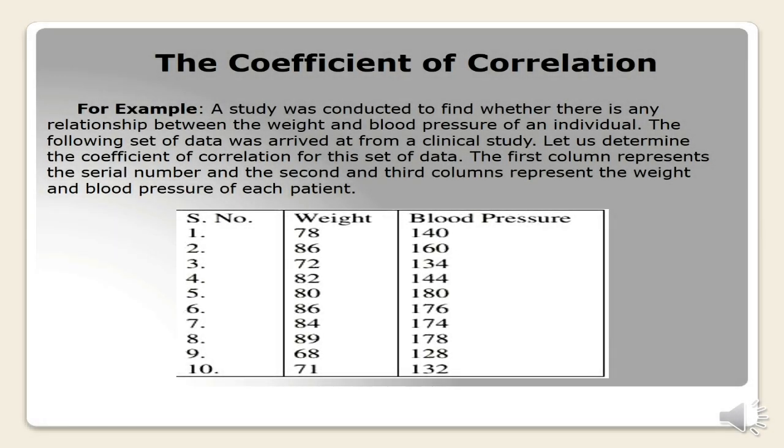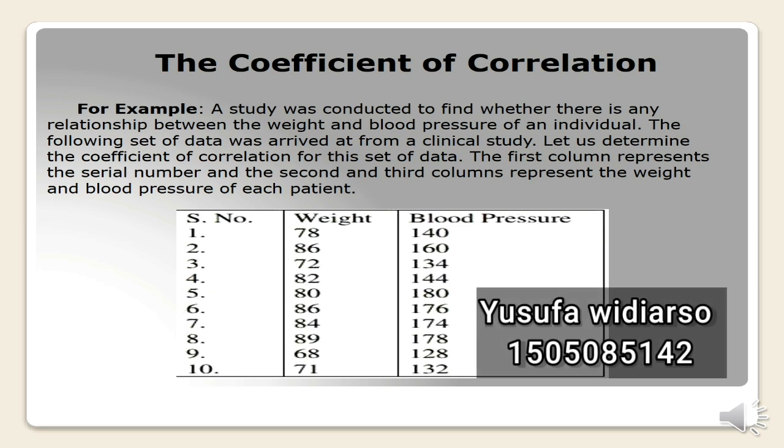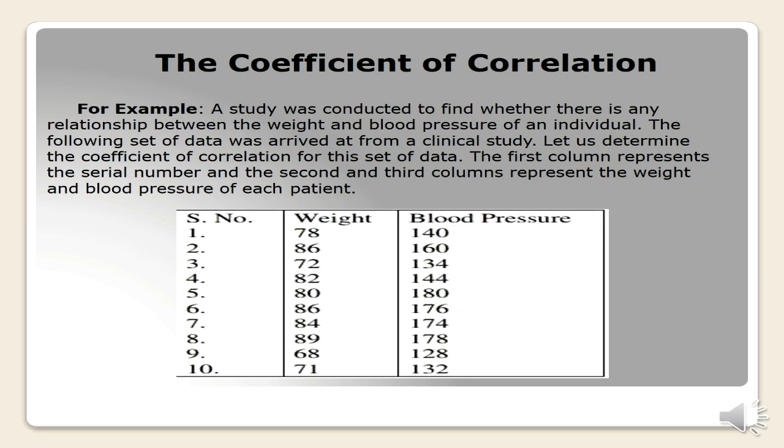The coefficient of correlation. A study was conducted to find whether there is any relationship between the weight and blood pressure of an individual. The following set of data was arrived at from a clinical study. Let us determine the coefficient of correlation for this set of data. The first column represents the serial number, and the second and third columns represent the weight and blood pressure of each patient.